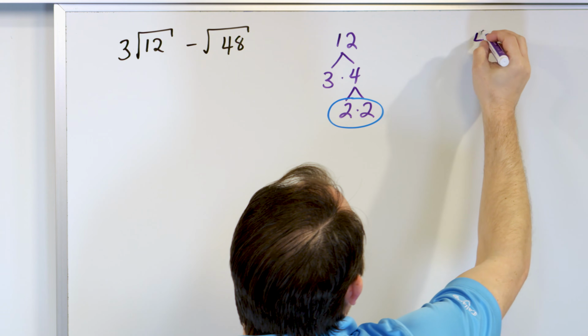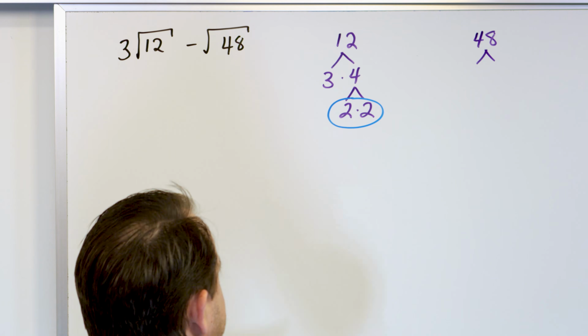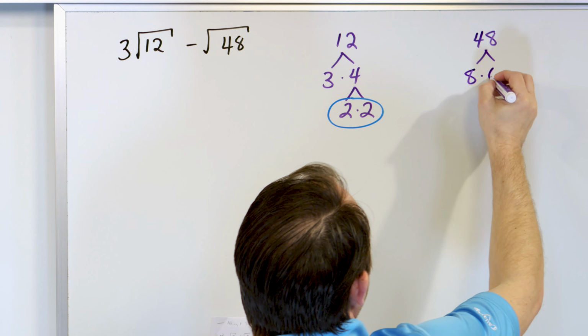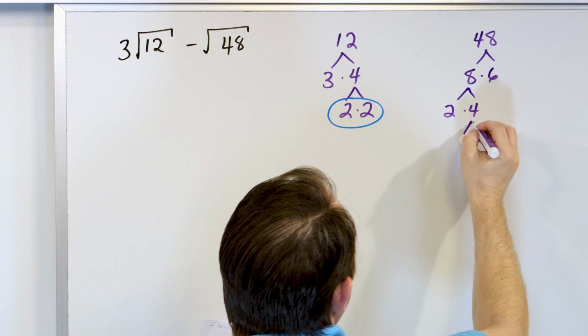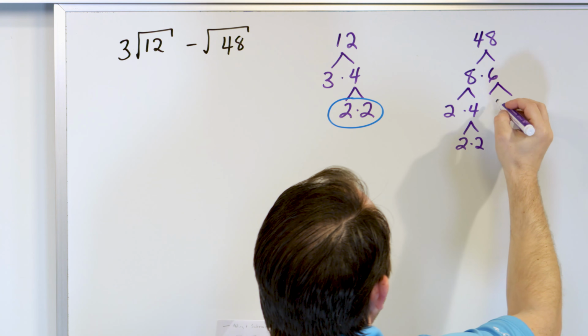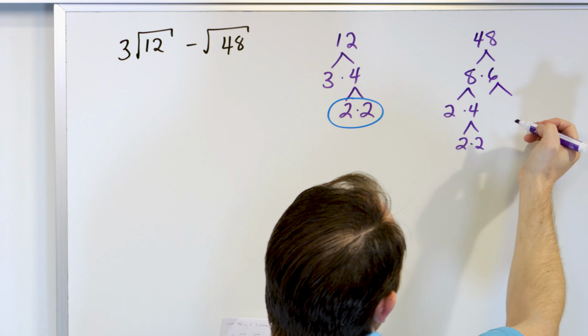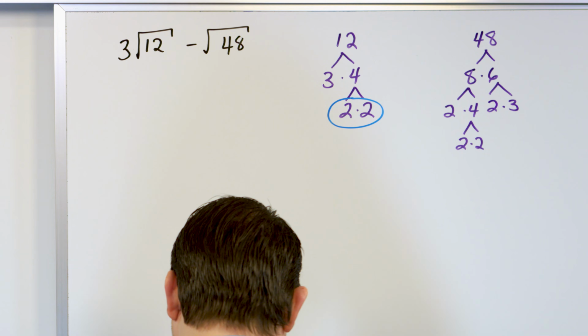Then we have the square root of 48. So what do you do for 48? You can pick what you want, but usually I go with 8 times 6 is 48. And I know that 8 is 2 times 4. And I know that 4 is 2 times 2. And then I know that 6 is, let's see here, 2 times 3. I'll try to write it a little bit intelligently so I can circle it properly.